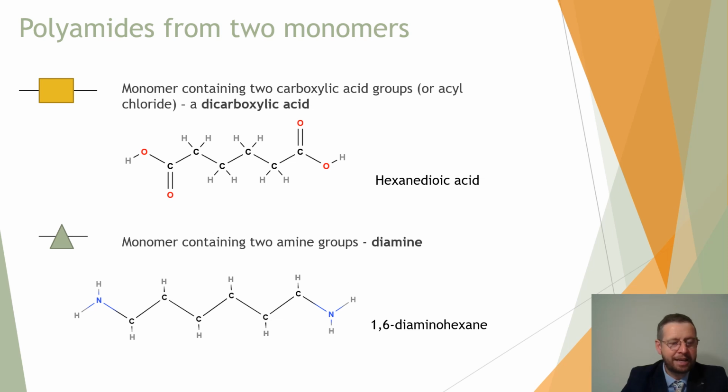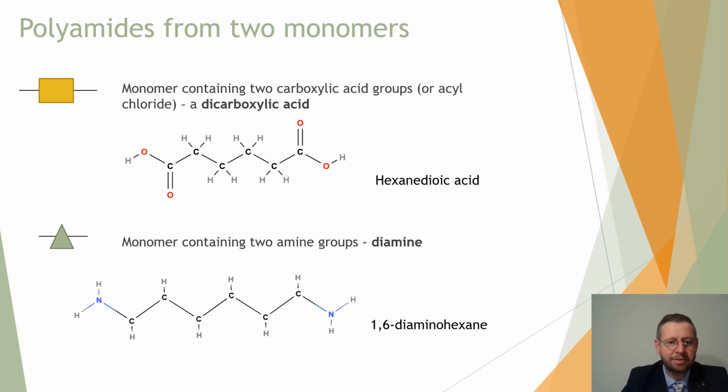We can make polyamides from 2 different monomers, and this is going to get more and more complicated, but to understand that, the basic principles are all the same. So the two monomers involved in this particular example I want to show you, first of all, you need to have one that contains two carboxylic acid groups, or a dicarboxylic acid as it's called. In this particular one, we're using hexanedioic acid.